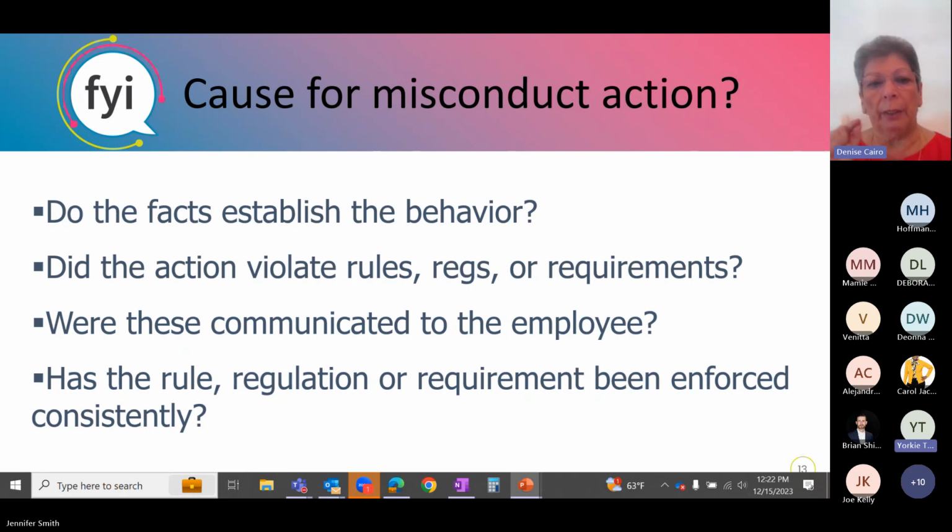Next one is very, very important. Were the rules, regulations, or requirements communicated to the employee? We can't expect employees to know things if we don't tell them. So we have to make sure that the manager communicates with the employee about the rules, regulations, and requirements. And finally, has the rule, regulation, or requirement been enforced consistently?